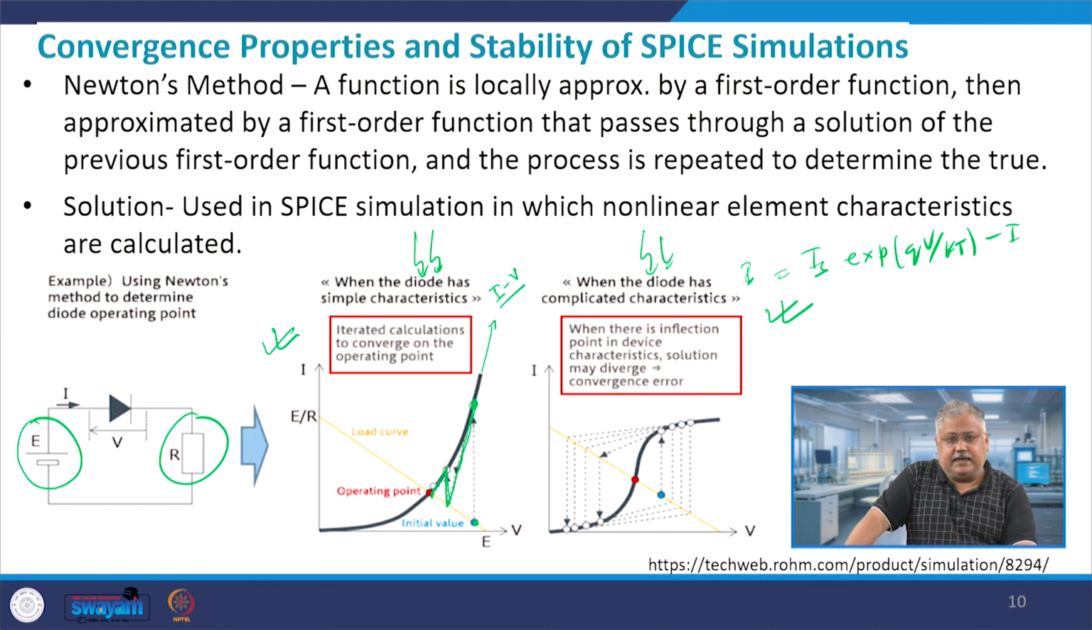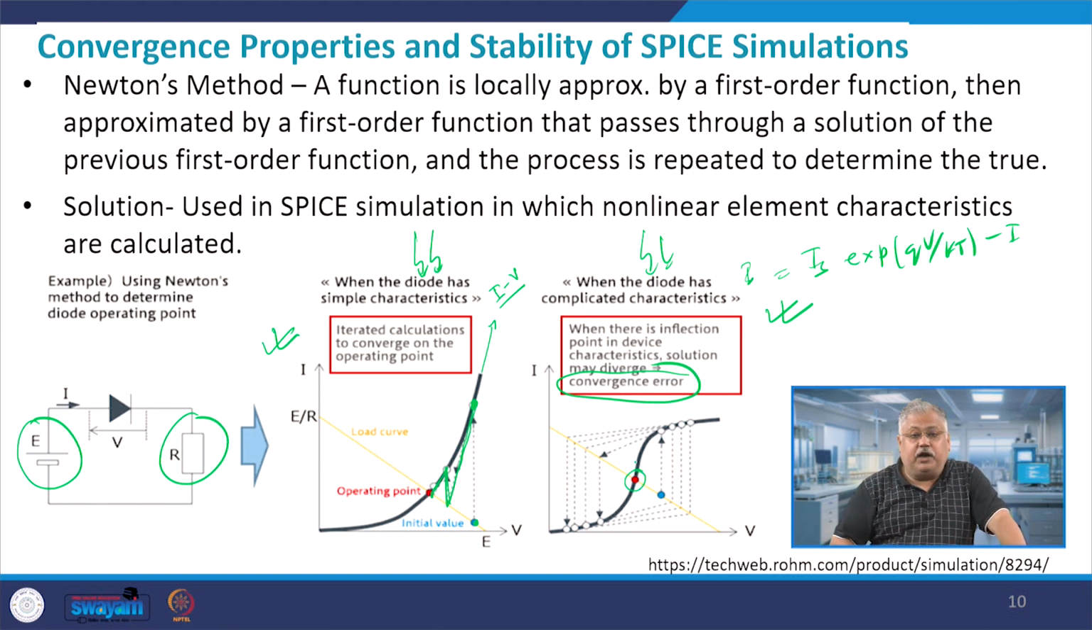Whereas, if you look at the right hand side, a relatively more nonlinear complicated output characteristic takes multiple iterations before convergence, and therefore, there might be a convergence error happening, that you will never be able to converge to this red dot. This red dot is the point where we need to come, but because of the nature of the graph, I will never be able to approach the red dot in any case. Once this happens, I end up having a large convergence error. So, this is one major problem, a stability and convergence problem with SPICE simulations.